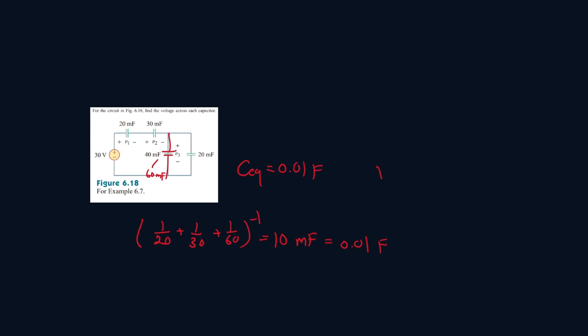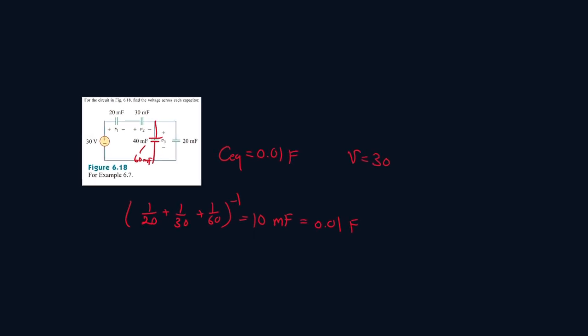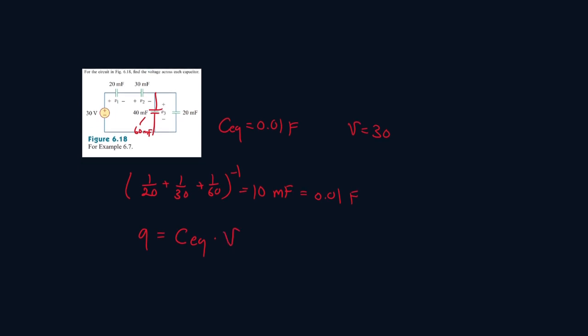And we also know what our voltage is. Voltage is 30 volts. Now, with this information, we need to find the charge of the circuit. So the charge Q will be equal to the capacitor equivalent times the voltage. Capacitor equivalent is 0.01, the voltage is 30, so our charge will be 0.3 coulombs. Coulombs is for charge.